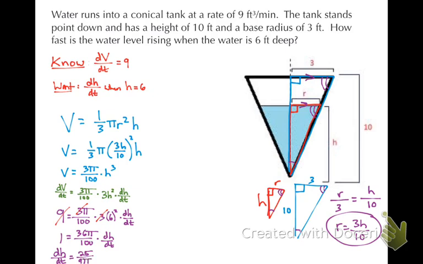In terms of a label here, that's the rate of change in the height. The height is measured in feet. That's the rate of change over time. Time is measured in minutes. So 25 over 9 pi feet per minute.